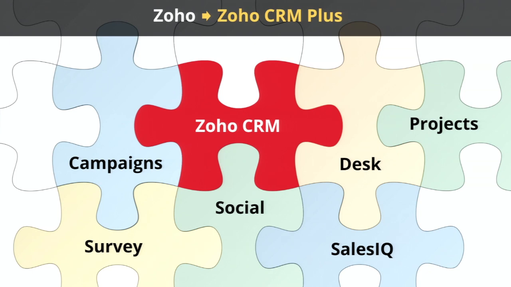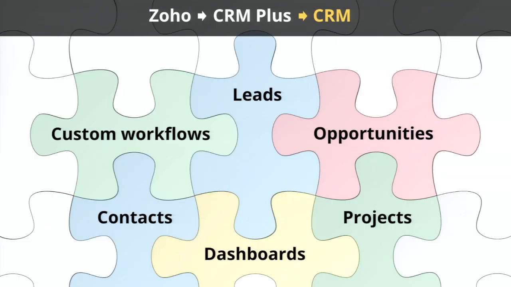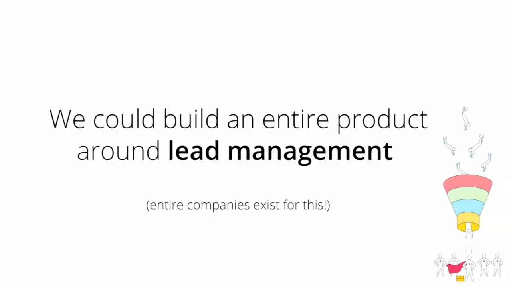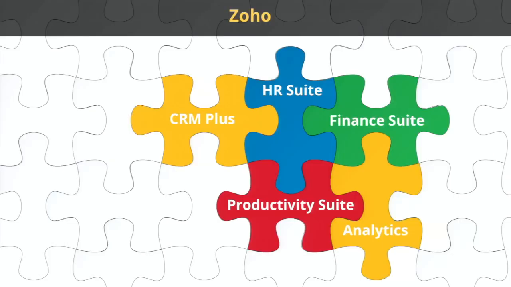So let's zoom into Zoho CRM. Then you have all these leads, opportunities, contacts, projects, customer close, dashboards. I'm leaving out a lot of things there as well. Zoom into leads. You could build an entire product just around leads. Take the Zoho CRM leads, zoom in, and create an entire product around it. You could have an entire product suite around just leads. In fact, there are companies that do only lead management. That's just the universe of software we are in.